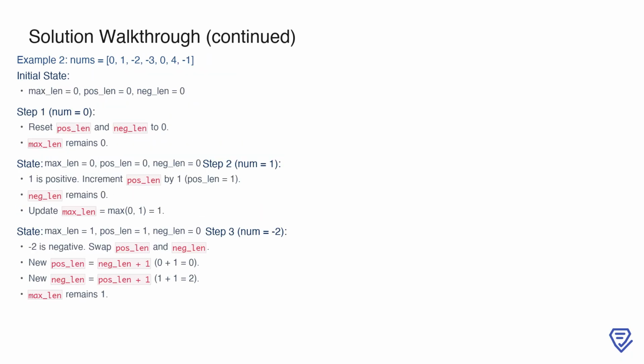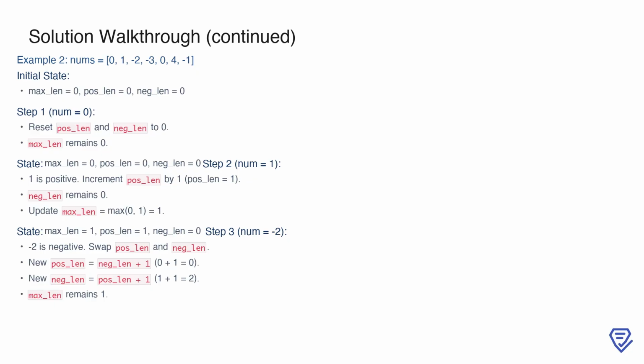In this second example, nums equals 0, 1, -2, -3, 0, 4, -1. We start with all variables set to 0. The first number, 0, resets both pos_len and neg_len to 0, leaving max_len unchanged at 0. For the next number, 1, which is positive, we increment pos_len by 1, making it 1, while neg_len remains 0. Max_len is updated to 1, the maximum of 0 and the updated pos_len.